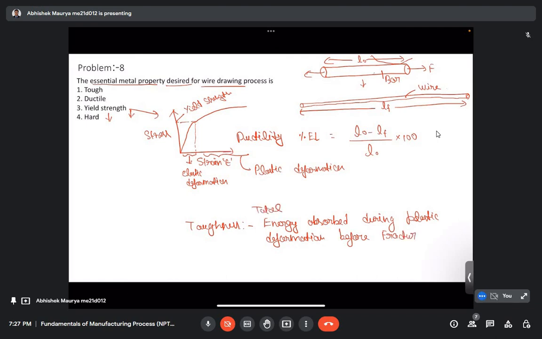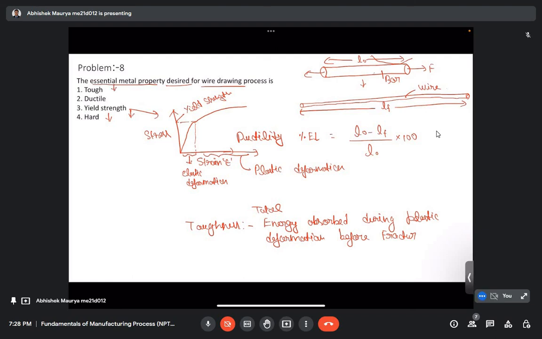So basically, when we try to deform the material, it requires energy. When we deform the material plastically, because of this mechanical energy, the shape of the material gets changed. And from the user point of view, we definitely want a process which consumes very little energy. It should not require a large amount of energy. Therefore, we want a material with lower toughness.